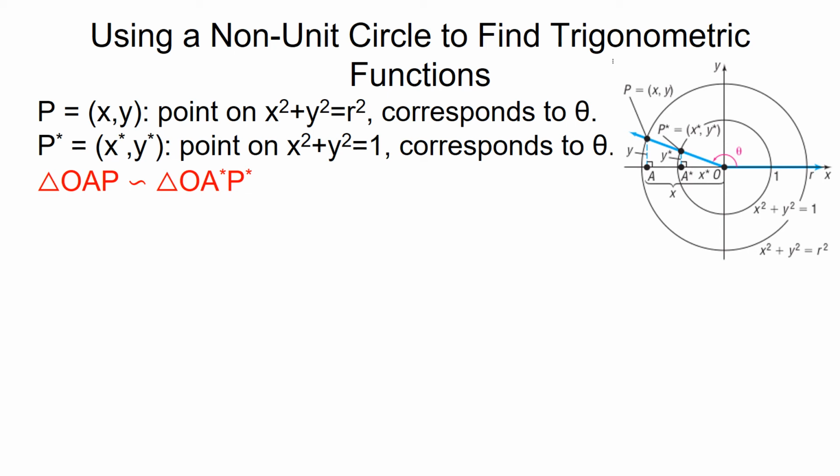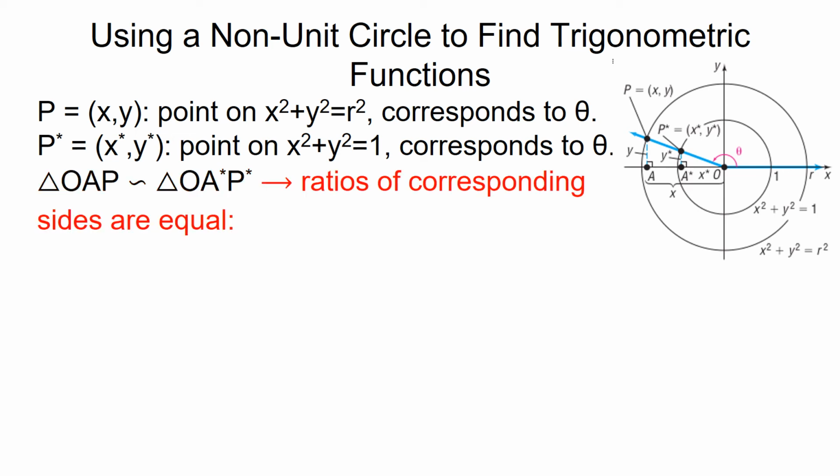These two triangles both contain the angle theta. Both have a right angle at point A, and so the angle whose vertex is at P must equal the angle whose vertex is at P star. So triangle OAP and triangle OA asterisk P asterisk are similar triangles. This means that ratios of corresponding sides of these triangles are equal.